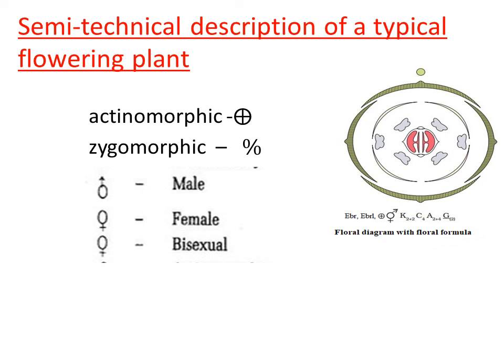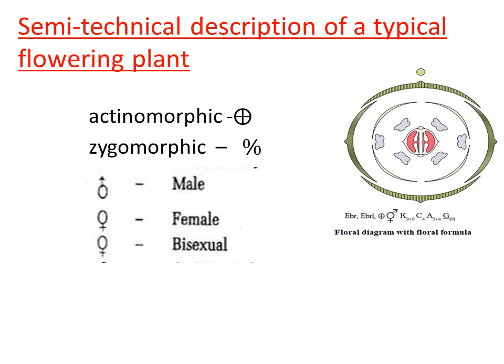Then androecium. How many stamens are present? 6 stamens are present, right. What is the symbol of androecium? Capital A. 2 stamens are present towards the corolla, so we have to write 2 plus 4. The 4 stamens form one ring-like structure, and the 2 stamens are present towards the corolla.